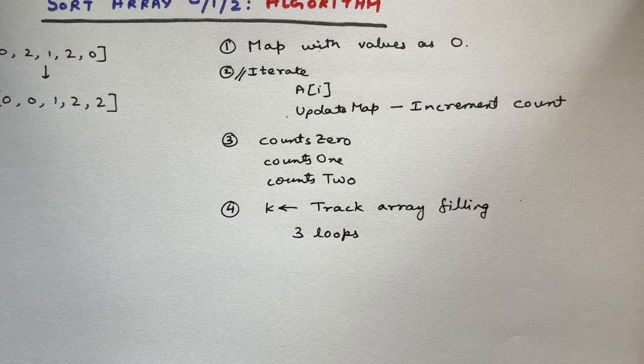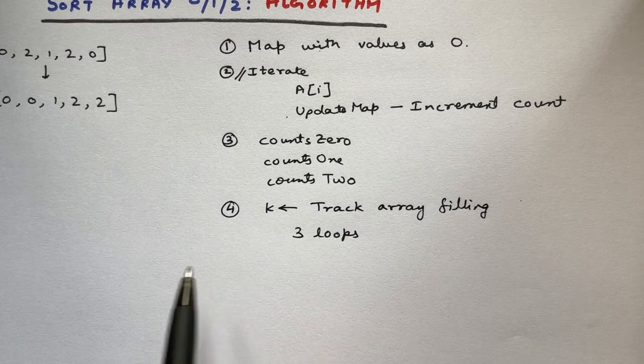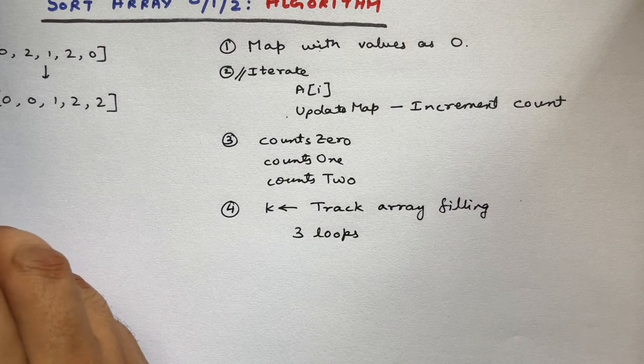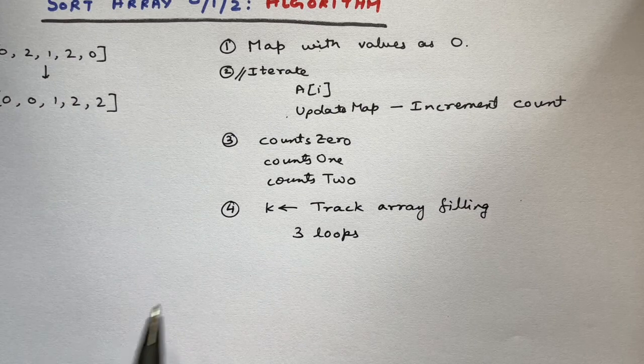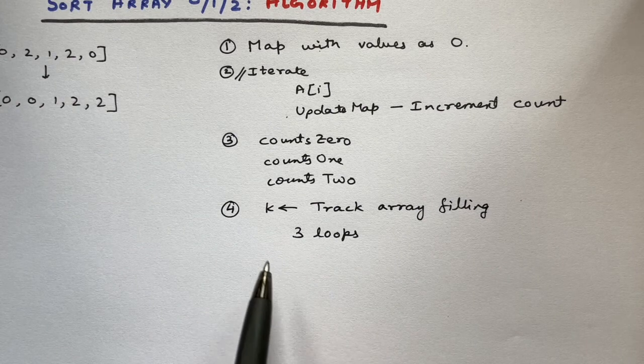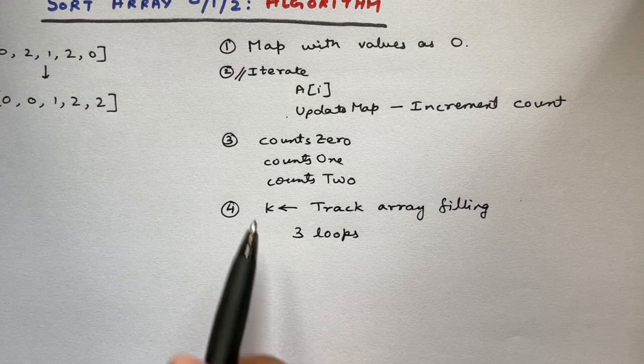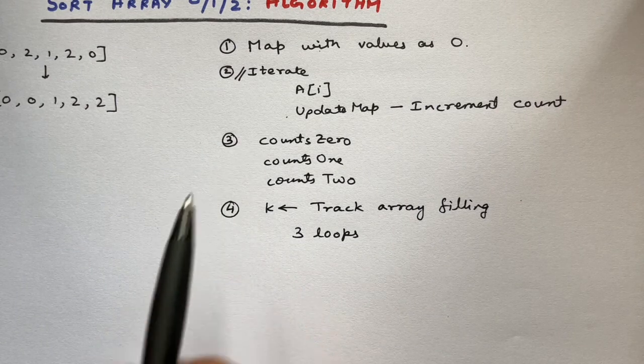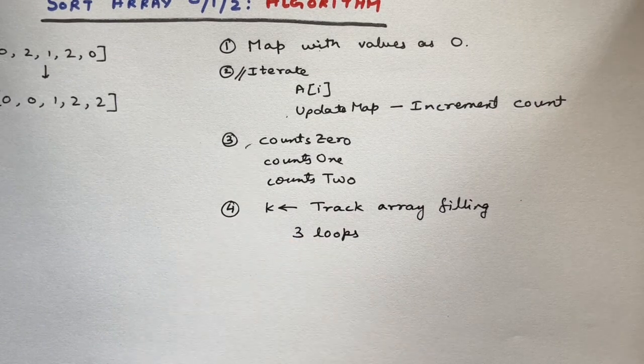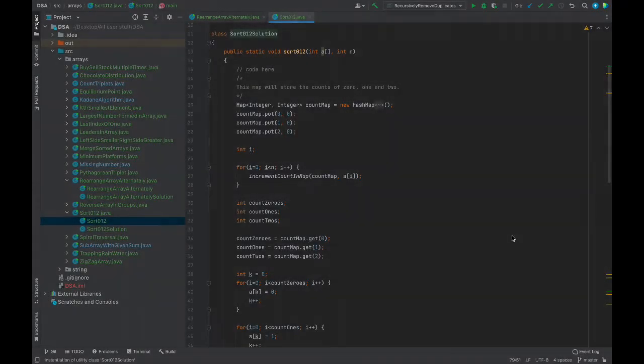and now our only job remaining is to fill the array. Now to fill the array, we need a pointer that will track its filling. It will move from 0 till the end, and we will need 3 loops. One to fill the zeros, which will fill this number of zeros, another to fill the ones, which will fill this number of ones, and another to fill the twos, which will fill this number of twos. Let us now try to see the working code for the same algorithm.